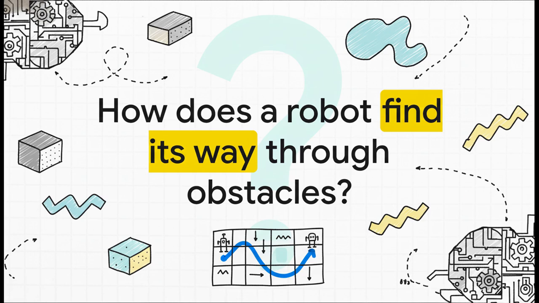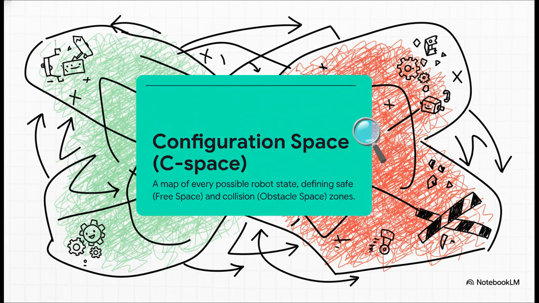Well, the answer lies in this really clever trick that turns a messy, complicated, real-world problem into what's basically a simple puzzle of connecting the dots. And that trick is called configuration space, or C-space for short. Now, I want you to forget about a simple 2D map. C-space is a much more abstract map of every single possible state the robot can be in. We're talking every joint angle, every rotation, every position. And in this special world, there are only two kinds of places: safe zones, which we call free space, and crash zones, which we call obstacle space.